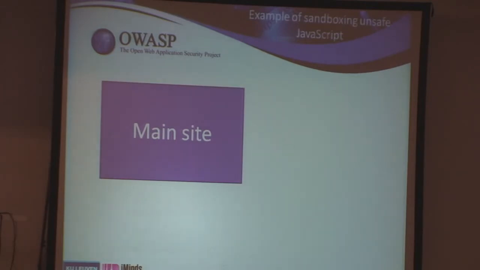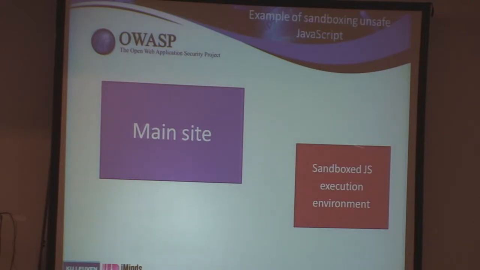Now let's look at the architecture itself. The architecture starts with your main site. This is the site you want to protect on the client side. So we're all operating here on the client side. This is the origin, your original frame that you're seeing in your browser. What you will do in this architecture is set up a separate iframe that is sandboxed, which means that all the unsafe executions will continue in there.